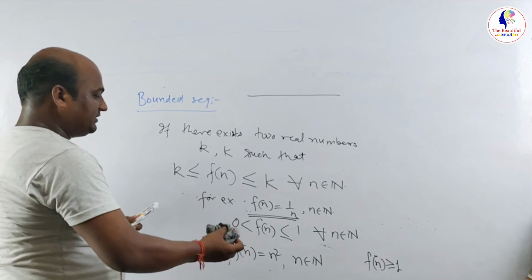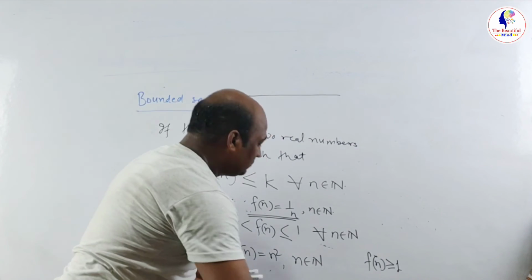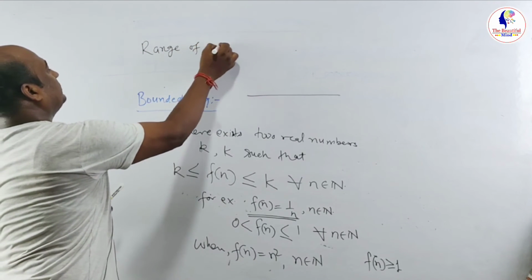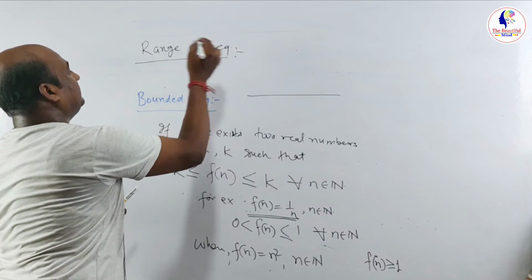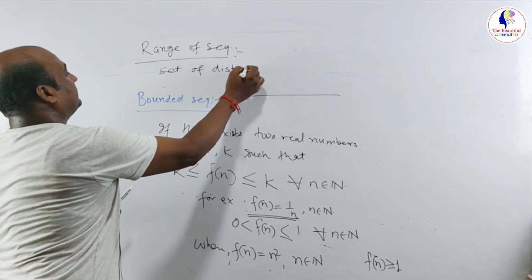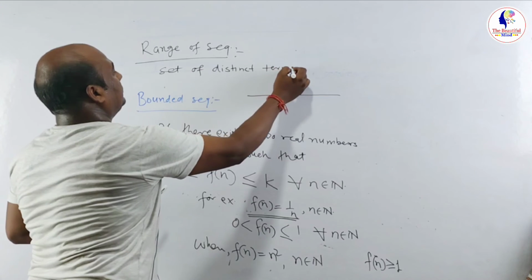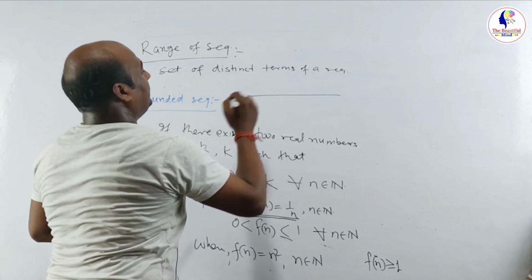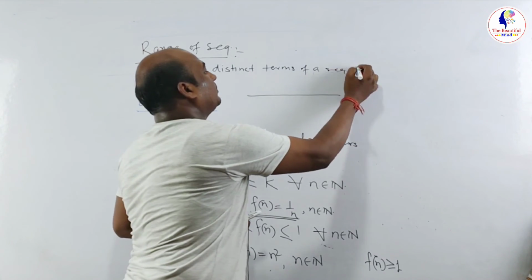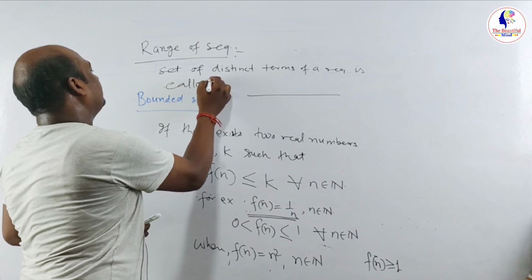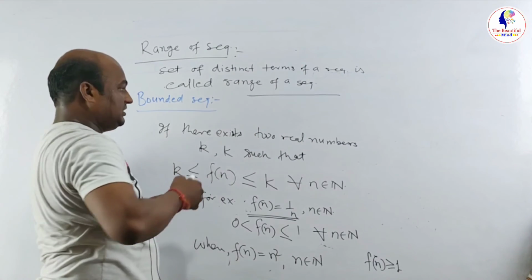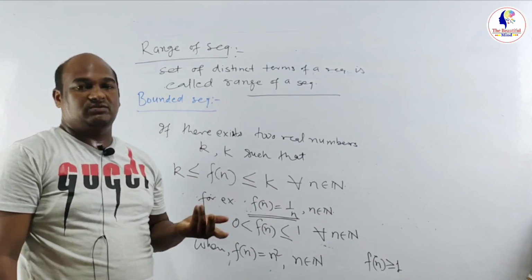Now another definition of bounded sequence is given by the range of a sequence. The range of a sequence is the set of distinct terms of a sequence. Okay, so the set of distinct terms of a sequence is called the range of a sequence. So a sequence is bounded if the range of the sequence is bounded.